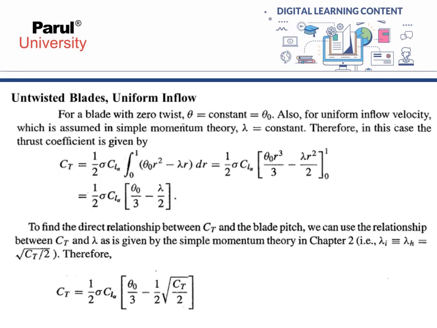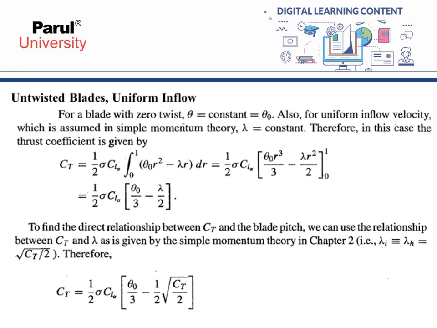Untwisted blades and uniform flow. For a blade with zero twist, theta is constant, equal to theta naught. Also for uniform inflow velocity, which is assumed in a simple momentum theory, lambda is constant. Therefore, in this case, the thrust coefficient is given by Ct = 1/(2 sigma) CL alpha integral 0 to 1 of (theta naught r squared - lambda r) dr = 1/(2 sigma) CL alpha [theta naught r cubed by 3 - lambda r squared by 2] from 0 to 1 = 1/(2 sigma) CL alpha (theta naught by 3 - lambda by 2).